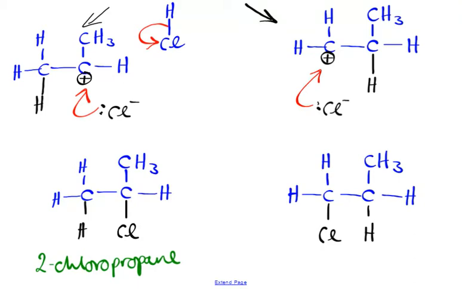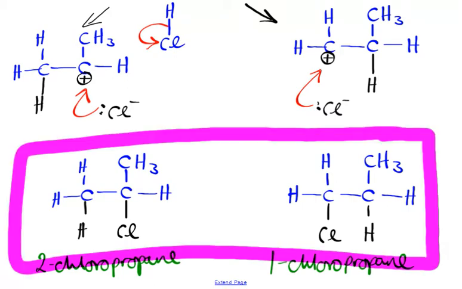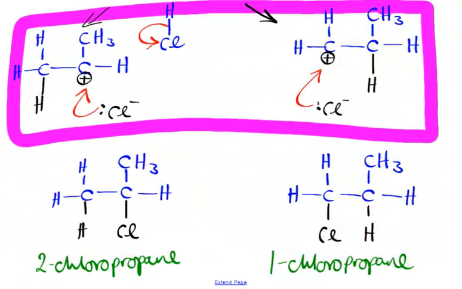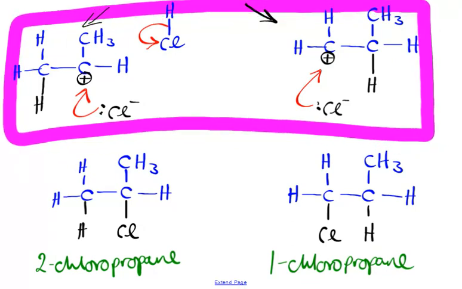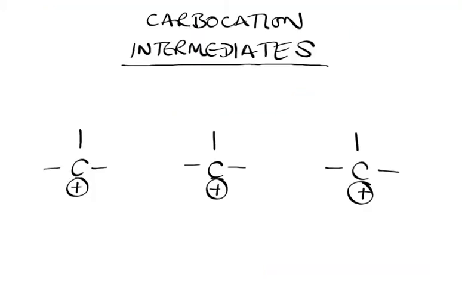So the next question to ask is, will we make both of those products? Will we make equal quantities of those products? And the answer is no, we won't. And it's not to do with the stability of the products. So the preferred route comes down to the stability of the carbocation intermediate that we had to go through. Let's just take a look at the types of carbocation intermediate that we might have.